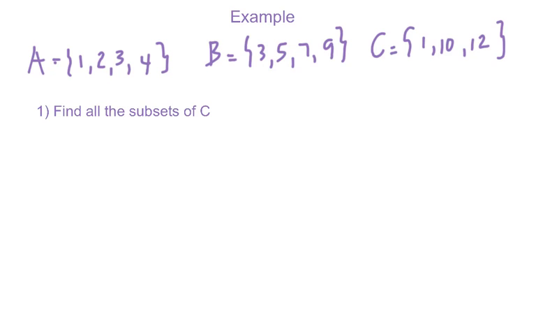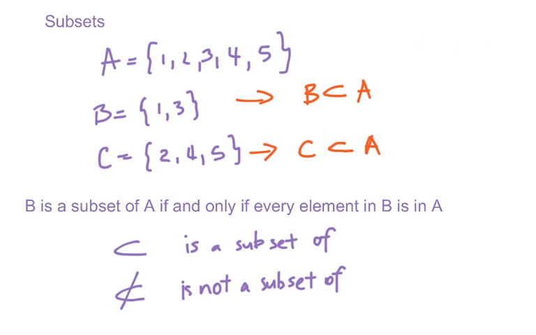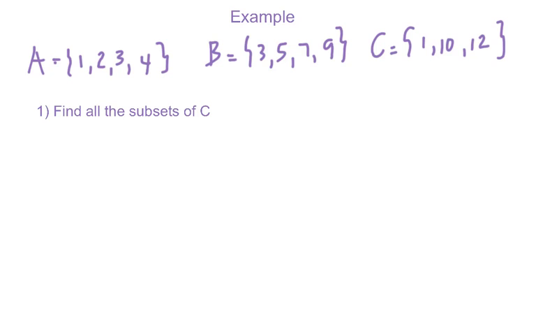So let's recall what is a subset. So remember, B is a subset of A if and only if every element of B is in A. So basically, subsets are smaller versions of big sets. So let's look at our question again. So we're looking for all the smaller sets that would be a part of the set C.